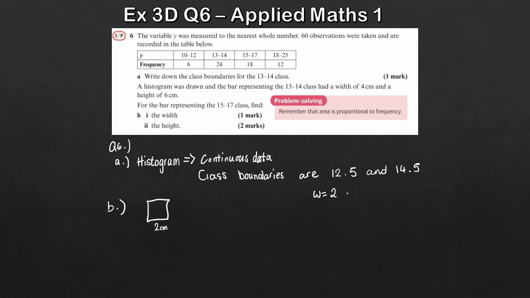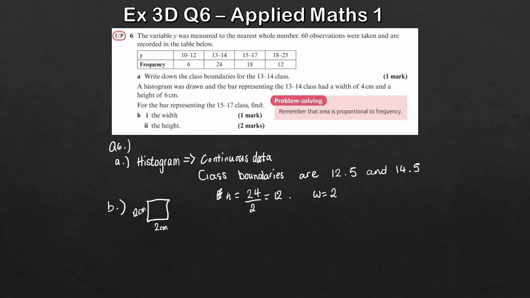So what would that be? Well, the height is just the frequency, so I'll call it H. So that's going to be the frequency, 24, divided by the width, which is 2. So doing that, that gives us 12. So the height is 12 centimeters.